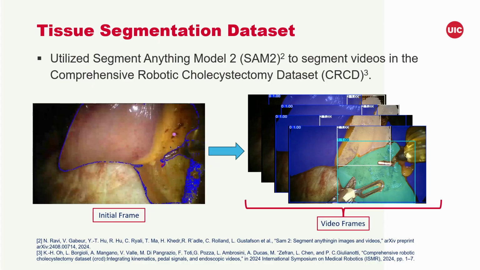We created a new segmentation dataset based on the comprehensive robotic cholecystectomy dataset, including ex vivo robotic cholecystectomy on porcine livers performed by various surgeons, and utilize SAM2 like in this example, where after you finish annotating the first frame, SAM2 will automatically segment the rest of the frames in the video.